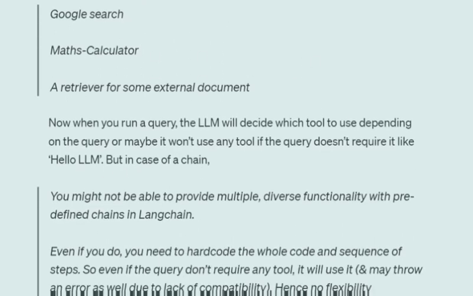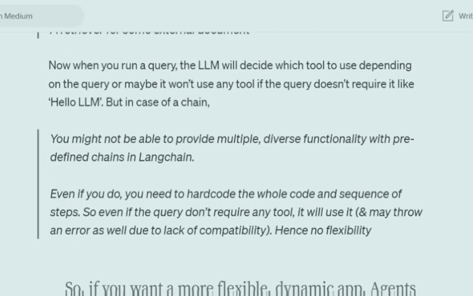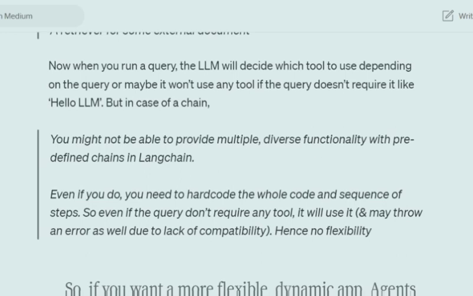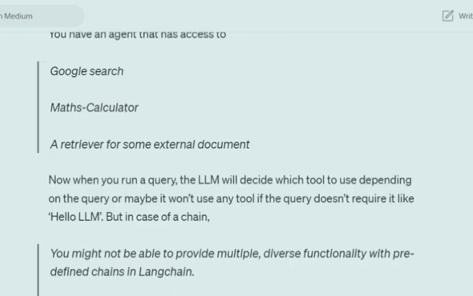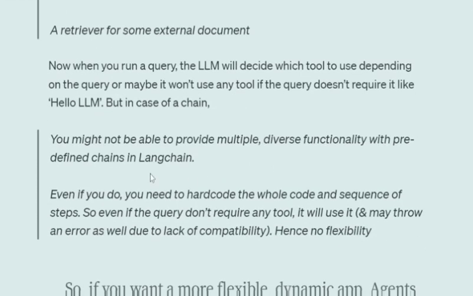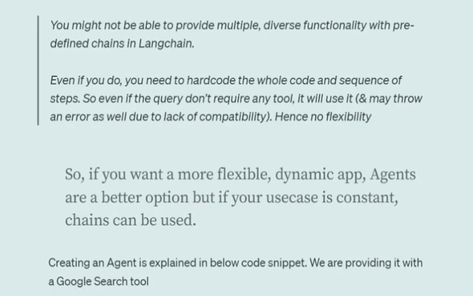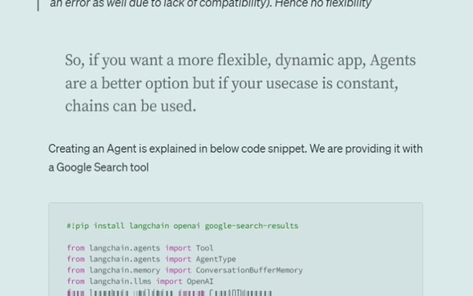Now, for such an agent, if I say "Hello LLM," it would be able to give an answer, and it won't break. But in the case of a chain, providing this multiple diverse functionality is very, very difficult. Even if you do it, you need to hard code the whole thing. And eventually, if you say "Hello LLM," it might break down or give you a bogus answer, because it is not able to pass through these three stages properly, since these stages are hard coded for a chain, if a chain exists for such a case. So if you want a more flexible and dynamic app, agents are a better option.